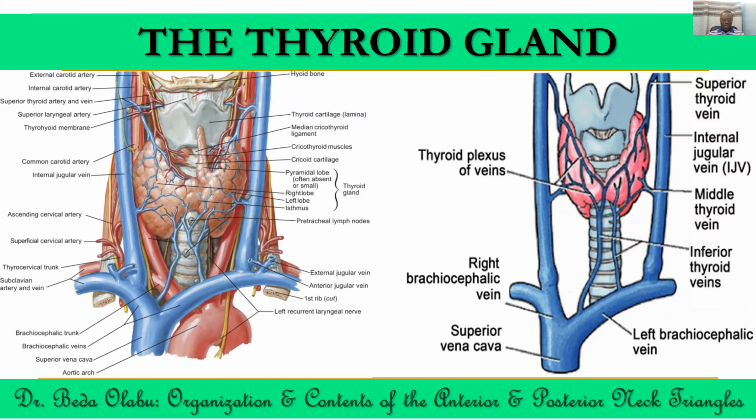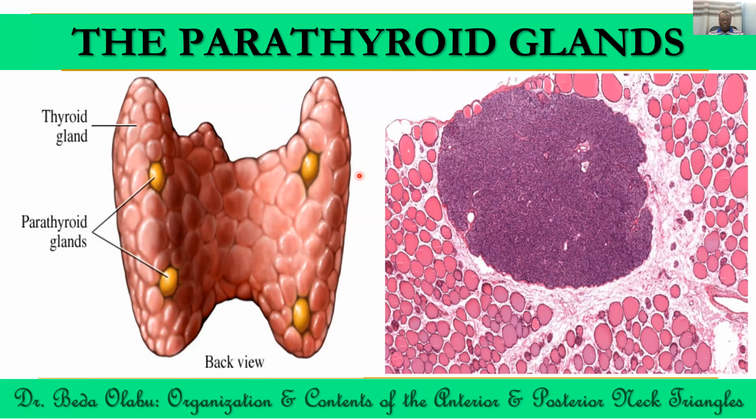Other than the thyroid gland, you're also expected to know about the parathyroid. Maybe before we exit that scene of the thyroid, remember the cell types of the thyroid gland. We have the follicular cells which produce T3 and T4, and parafollicular cells which produce calcitonin.